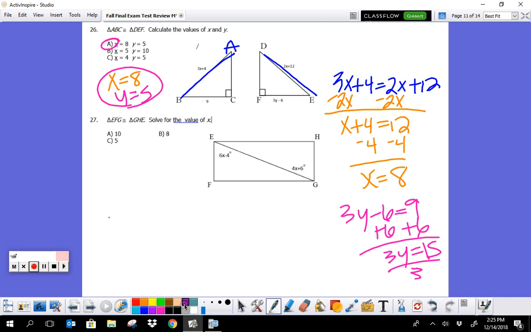Number 27. Triangle EFG is congruent to triangle GHE. Solve for the value of x. Okay, so what I know is that this angle is congruent to this angle. Those are alternate interior angles. And so I have 6x minus 4 equals 4x plus 6. And I'm just going to solve that. So minus 4x.